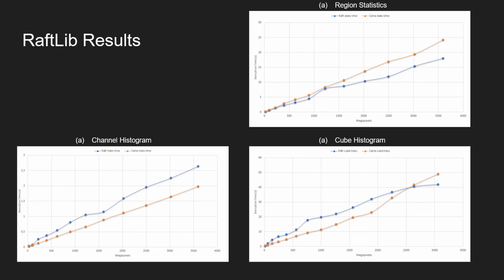The region statistics graph shows that the Raftlib computation of statistics performs slightly better than the Classic implementation. It is evident that for greater file sizes the Raftlib implementation increases linearly but still performs better than CARTA. The channel and cube histogram shows that the Raftlib histogram was slower than the CARTA histogram. There are several reasons which are presented in the paper, but one that is important is the time taken to sequentially read the rows from the file.